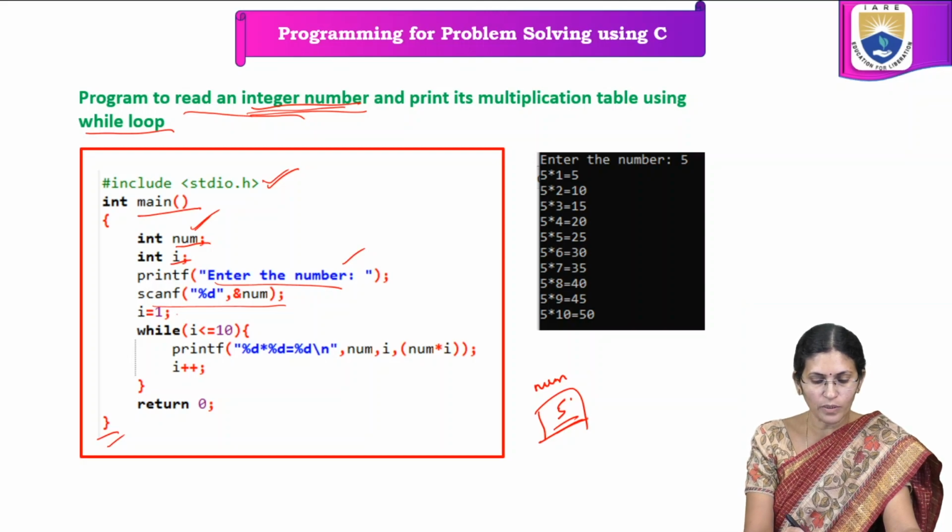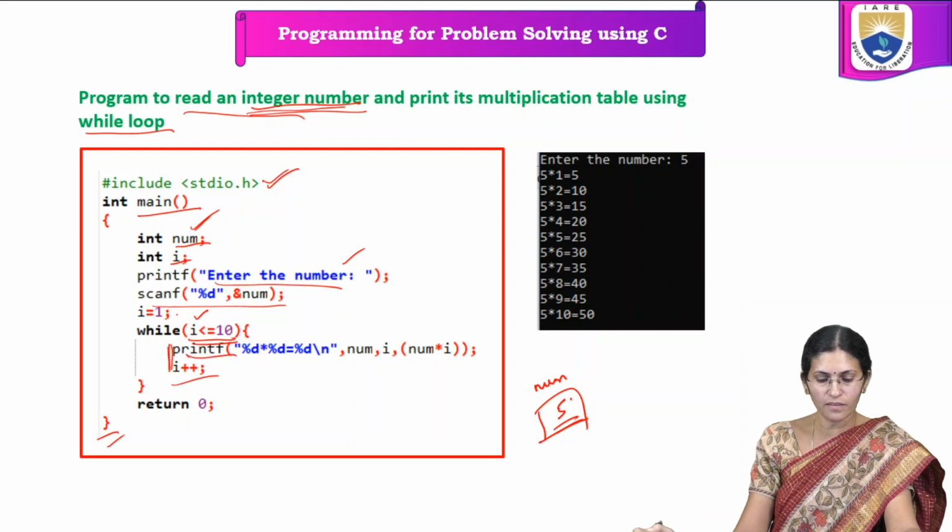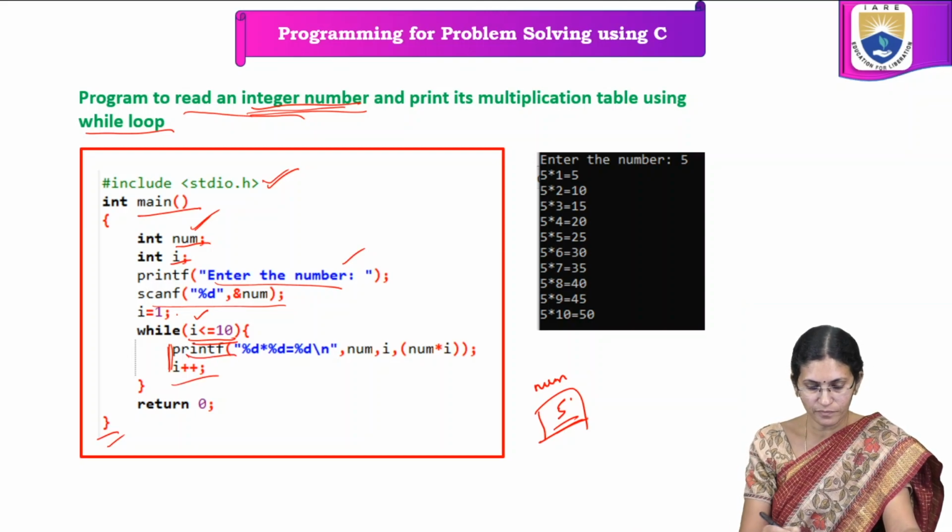So I is equal to 1. I is initialized to 1. So this while loop will iterate from 1 to 10. So long as this condition is true, the statements inside the while loop will be executed. As you can see here, there are two statements to be executed inside the while loop: one is the printf statement, another is the increment statement.